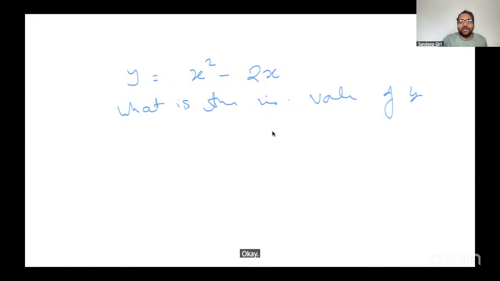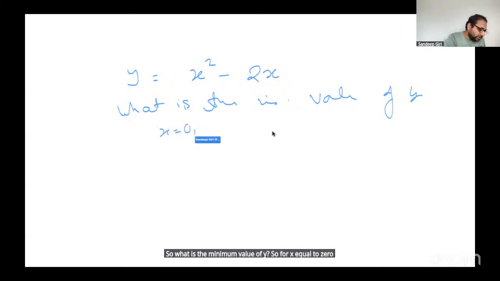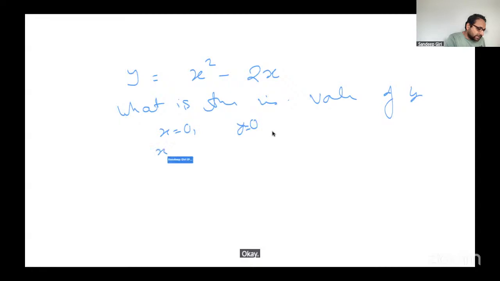So what is the minimum value of y? For x equal to 0, y is going to be 0. For x equal to 1, how much is y? That's coming to minus 1, right? 1 minus 2x. For x equal to 2, y equal to 0 again, and so on, right?